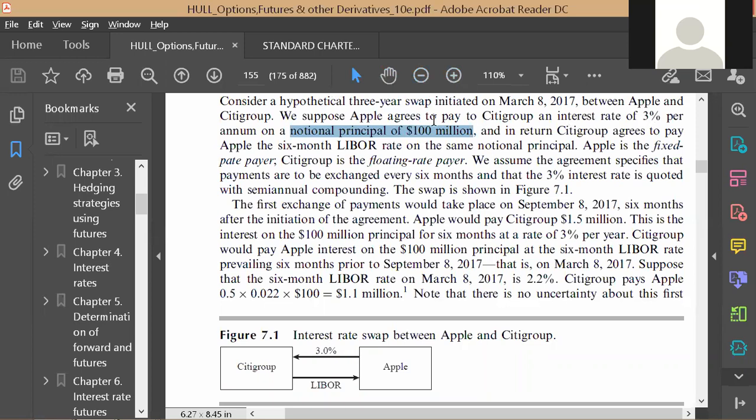It'll be the same. This will be 3%. And then Citigroup will pay 6-month LIBOR, which means every 6 months they'll have to figure out what the rate setting of LIBOR was today. And then I will pay that rate for the next 6 months, all right? So for instance, it's the same thing.